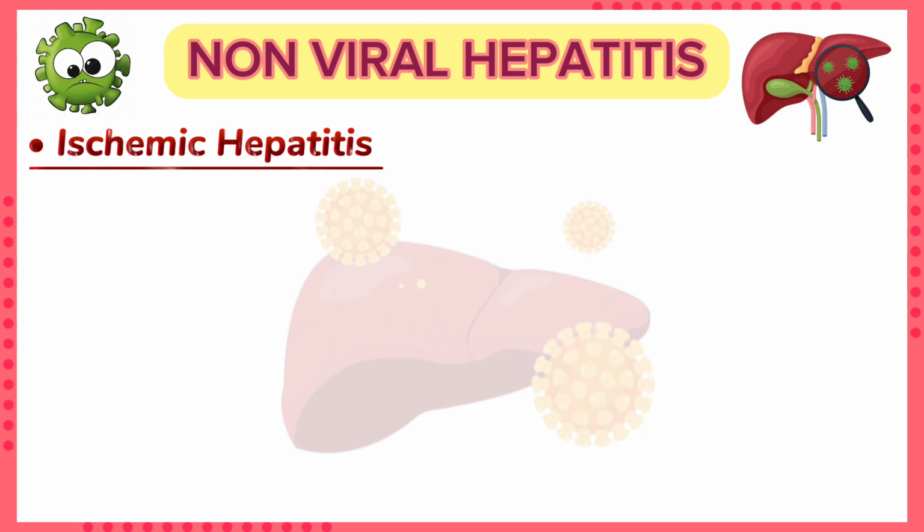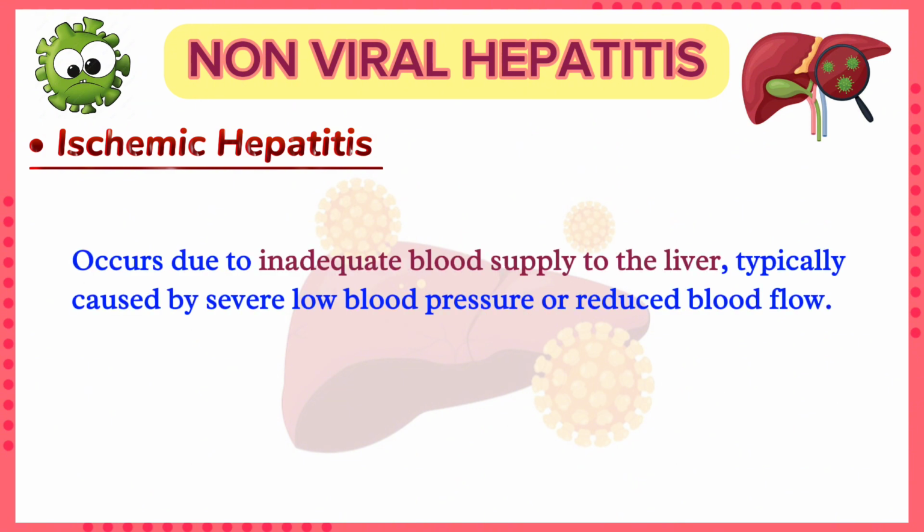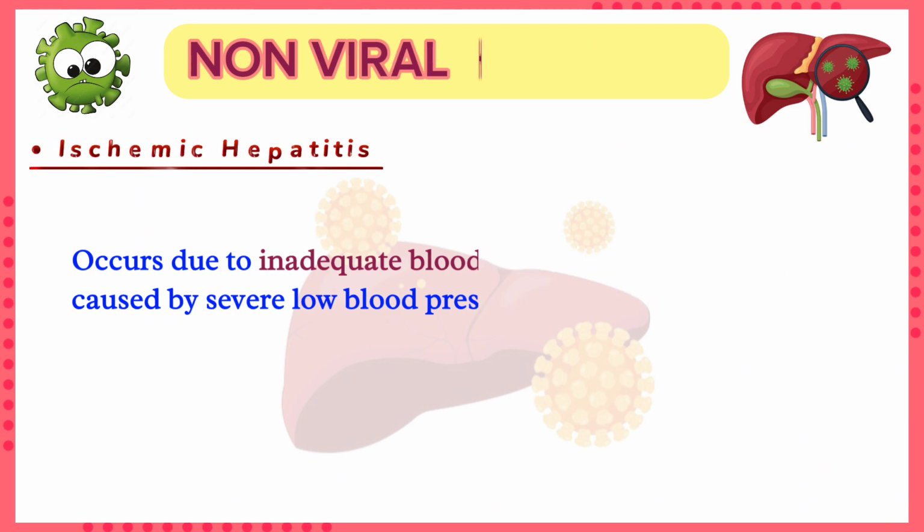Ischemic hepatitis. Ischemic hepatitis, also known as shock liver, occurs due to inadequate blood supply to the liver, typically caused by severe low blood pressure or reduced blood flow. It can be a complication of conditions such as heart failure, severe infections, or extensive surgery.